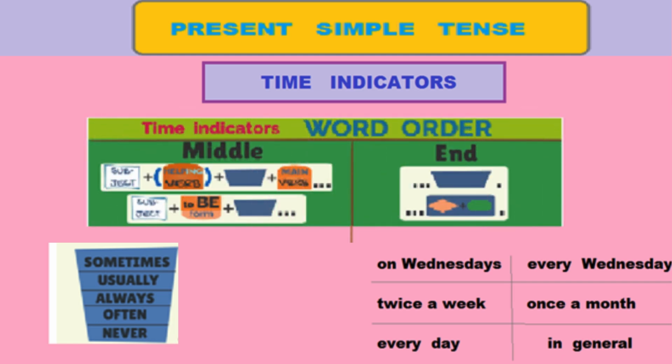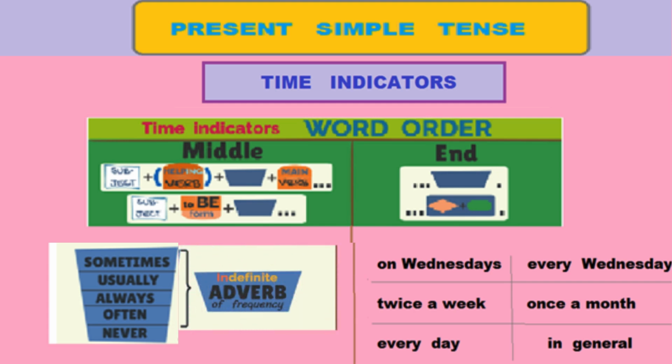Word order. In the present simple tense, indefinite adverbs of frequency that are made up of one word, always, usually, often, sometimes, never, are usually placed before the main verb, but after the subject and the helping verb if there is one, or after the verb to be. Other time indicators are usually placed at the end of the sentence.